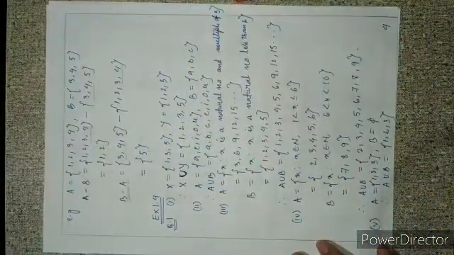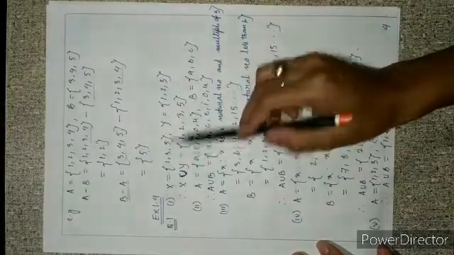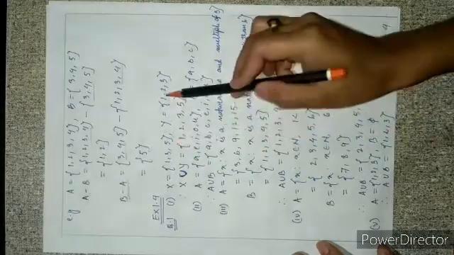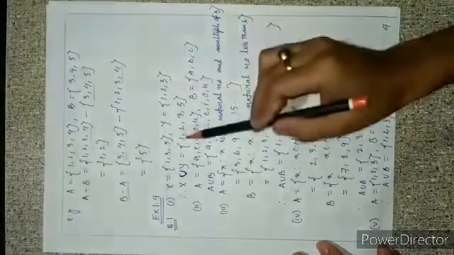X union Y is the set formed by the elements of X and the Y. First write the elements of X: 1, 3, 5. Elements of Y: 1, 2, 3.